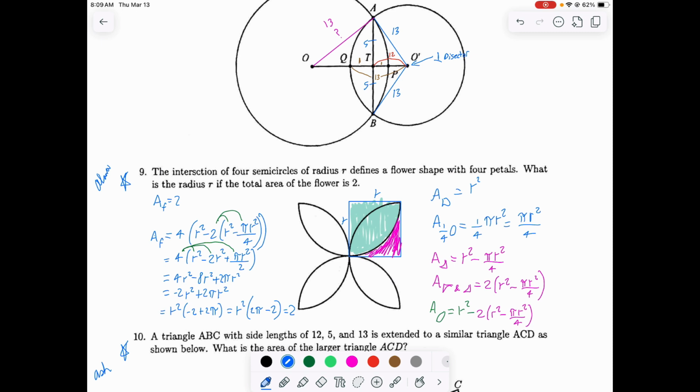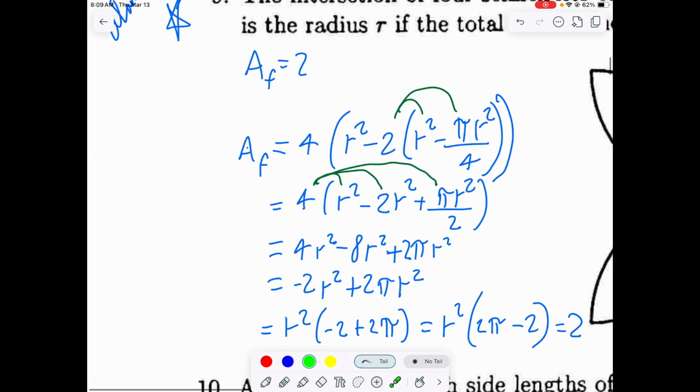So how do we solve for r? Well, let's go ahead and divide out this part from both sides. Now I'm running out of a little space, so I'm going to zoom in and put it right over here. r squared is equal to 2 divided by 2 pi minus 2.